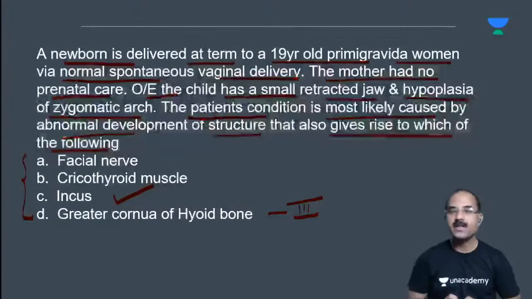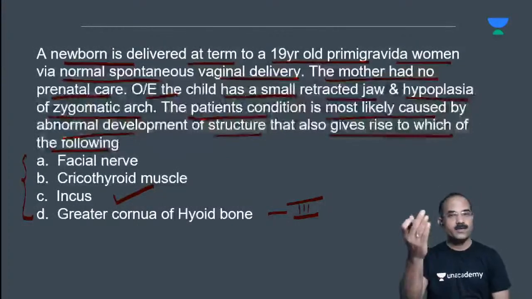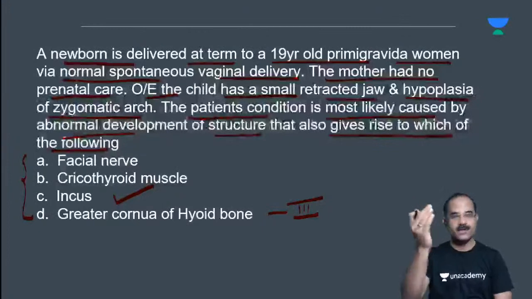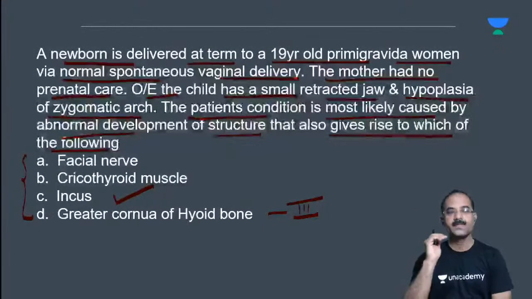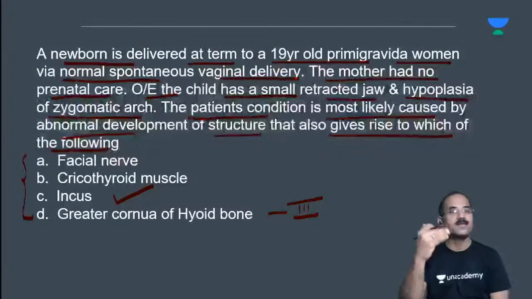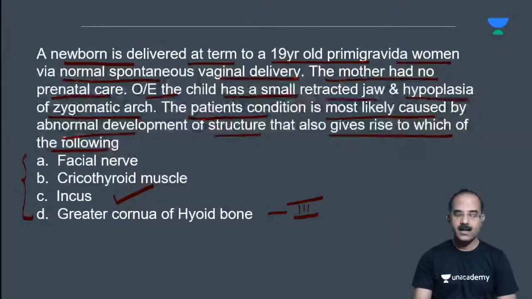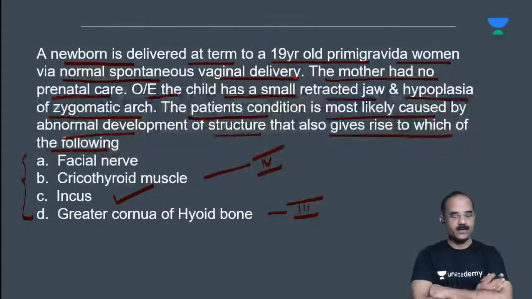And which is the muscle derived from the third arch? The muscle of the third arch is the stylopharyngeus muscle. The nerve of the third pharyngeal arch is the glossopharyngeal nerve. The fourth and the sixth arches form the cartilages of the larynx and the pharynx. The cricothyroid muscle is derived from the fourth pharyngeal arch.